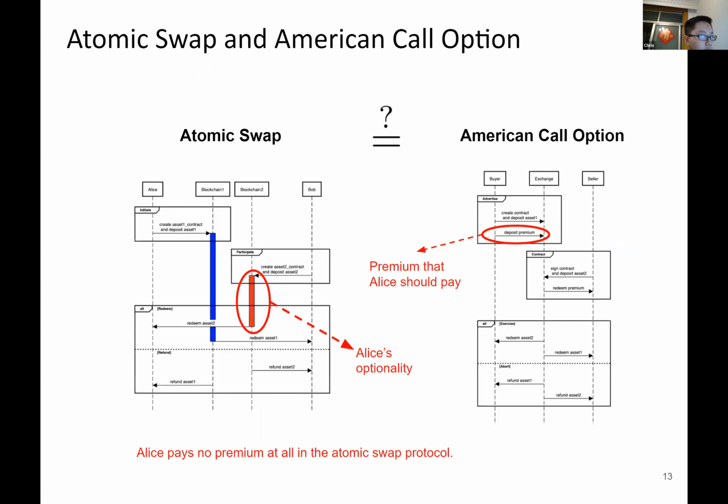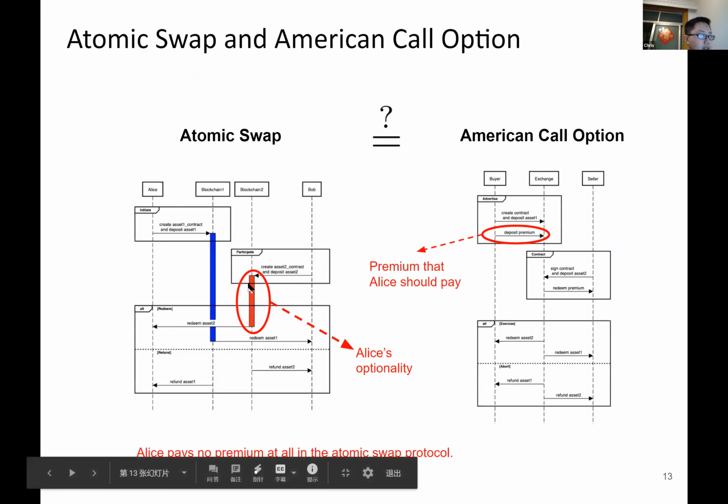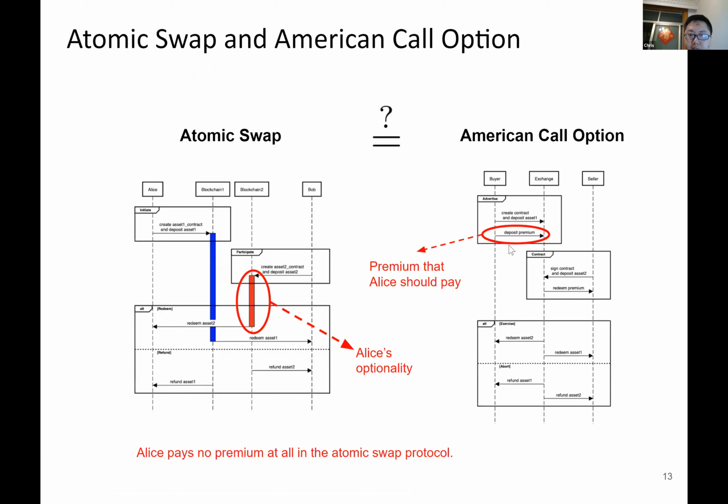You can see from the diagram that in an American call option, Alex needs to both deposit the asset she wants to sell and deposit a premium. However, in atomic swap, Alex deposits no premium at all, and this leads to Alex's optionality.